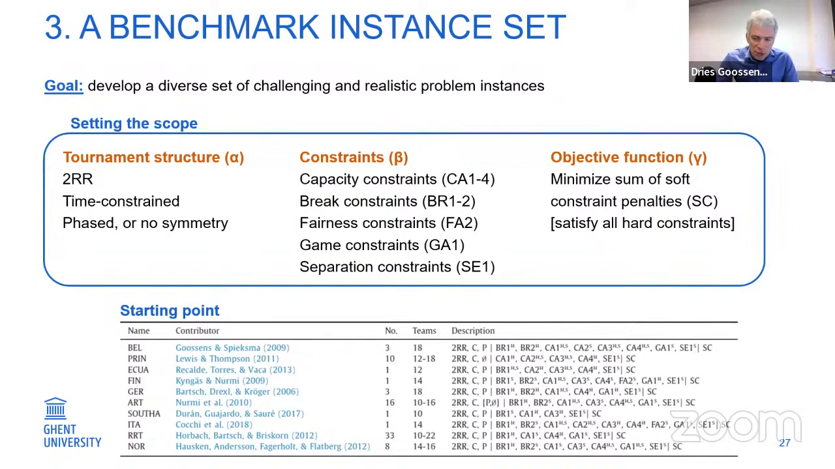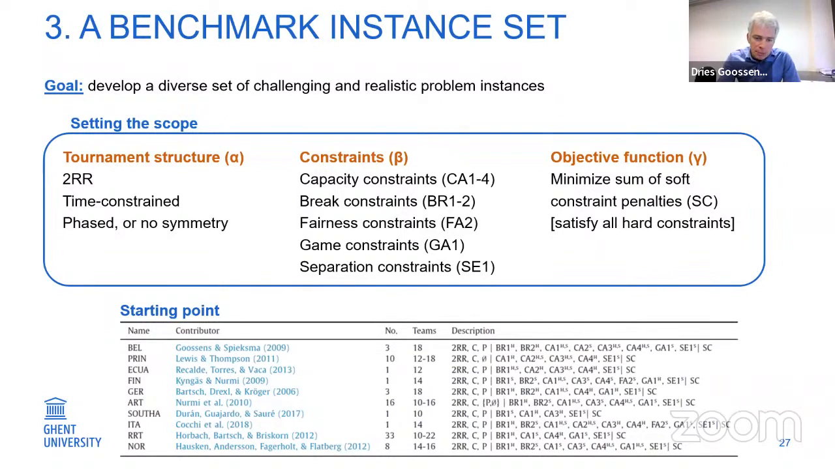So we opted for the most common ones, which is a time-constrained double round-robin tournament, phased or not, where we selected 9 constraint types from the list. And as an objective function, we opted for the most common one, namely where you have to satisfy all the hard constraints and you minimize the sum of the soft constraint penalties for the constraints that you violated. So this is a quite common choice, I think. And we gathered all the problem instances that we could find that satisfy that scope. And you can see them there listed.